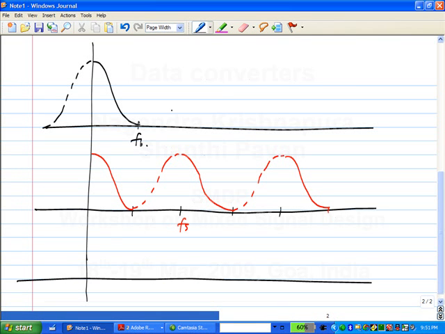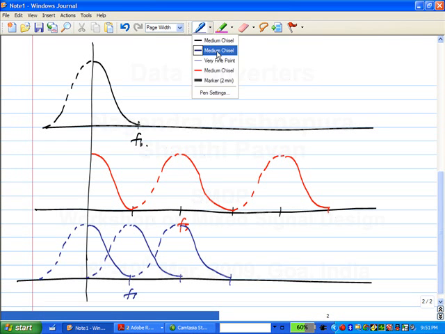And the next time around, let's say I choose my Fs to be here. So I get one copy, which is exactly like before, and my second copy will appear here, and my third copy will appear here, and so on. So what will happen? The net sum will be something like that.